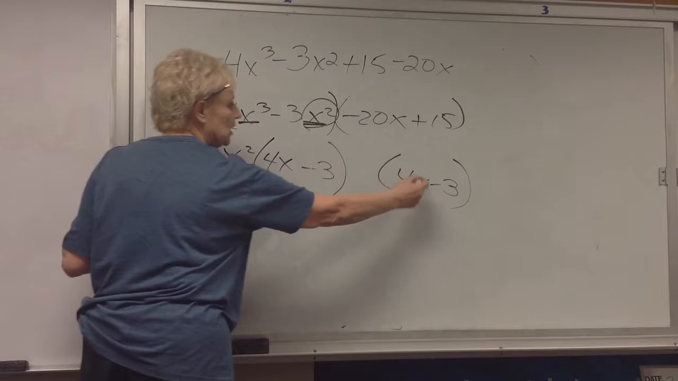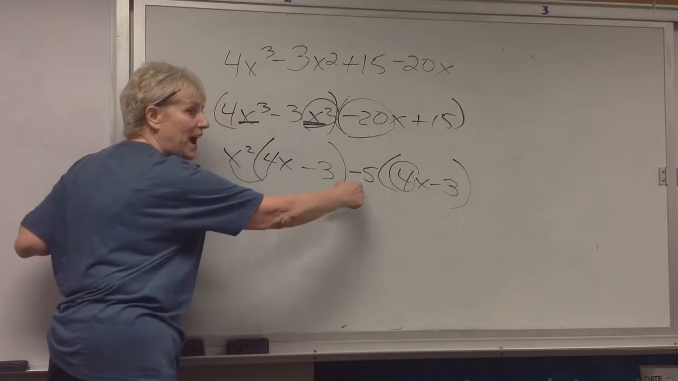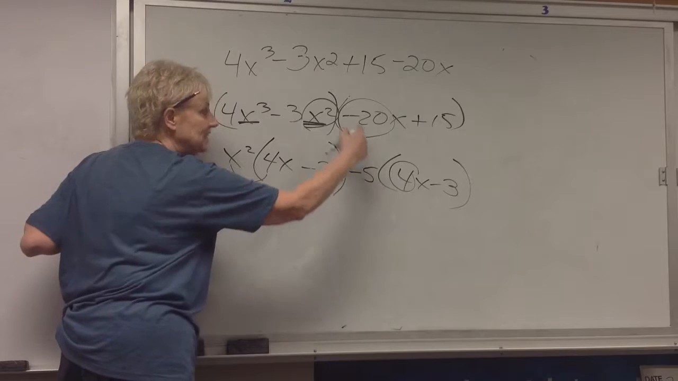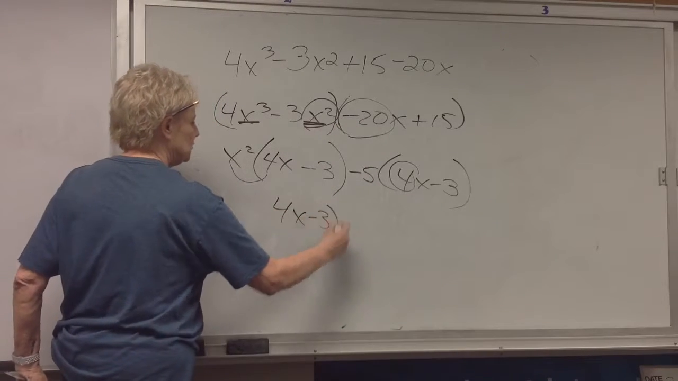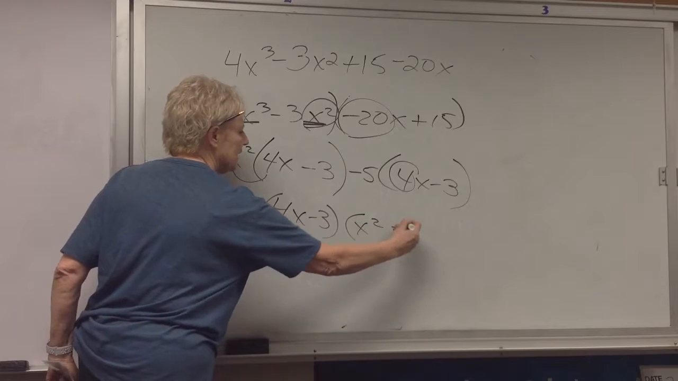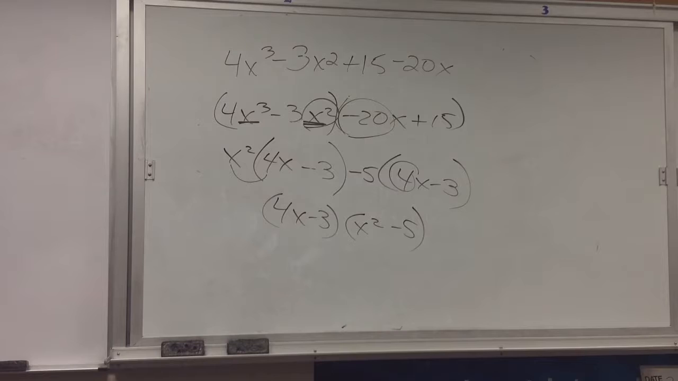And then you look, and you need a negative 5. Don't just put a 5, it's negative 5 to get a negative 20. And now you're done. 4x minus 3, x squared minus 5. Most everybody got that. One problem.